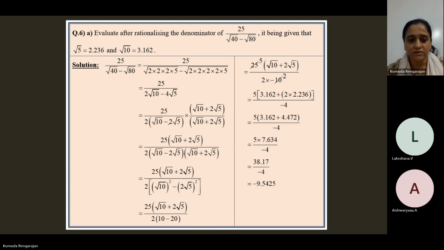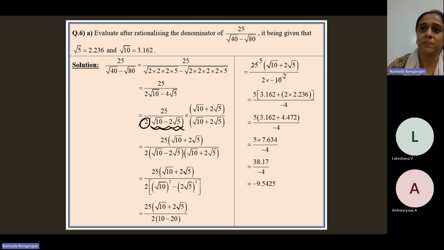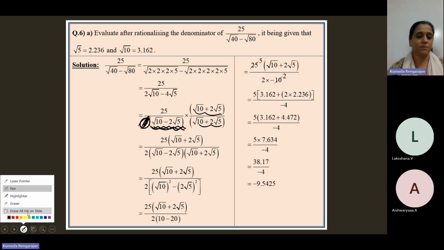It's minus here, put a plus. Don't carry the 2. You don't have to use 2 here because 2 is rational. The irrational part we have to rationalize. This part is irrational, this is rational. This is irrational, so don't take this. The conjugate of this expression is this one. Okay, so that's the next step.